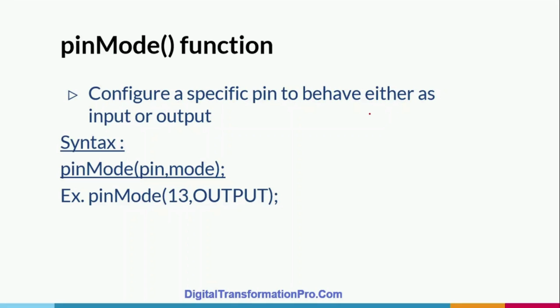Next is the pinMode function. It will configure a specific pin to behave either as input or output. Its syntax is very simple: pinMode, in brackets pin comma mode. For example, pinMode 13 comma OUTPUT. That is, pin number 13 will act as an output pin.